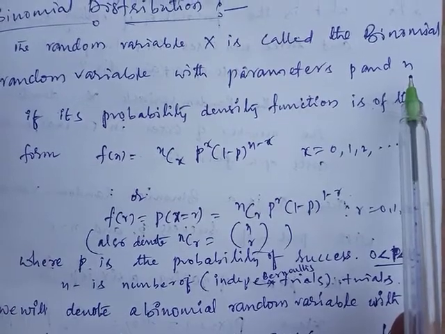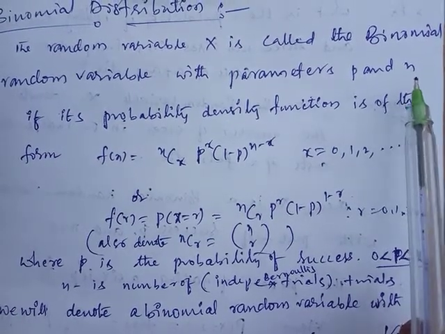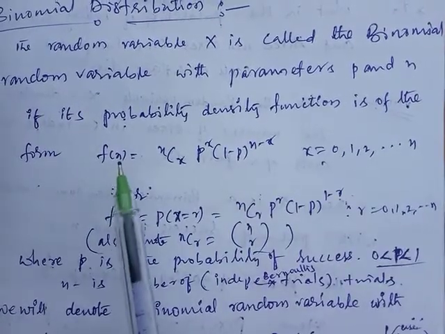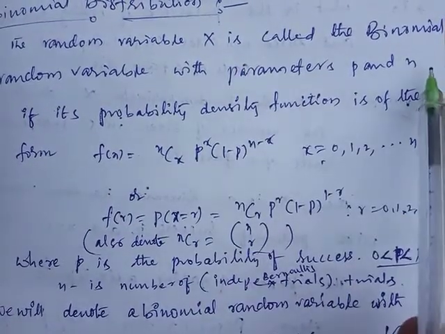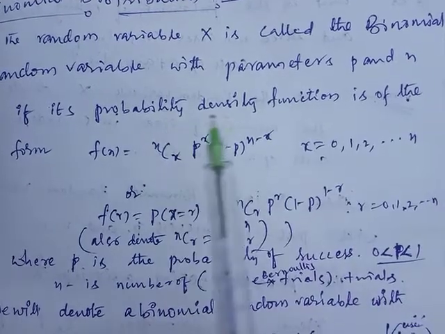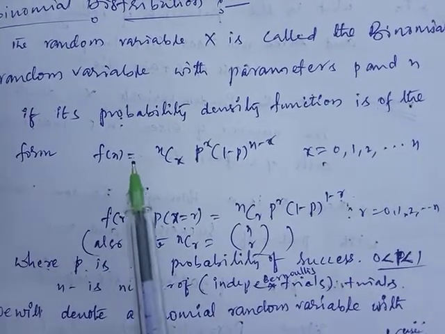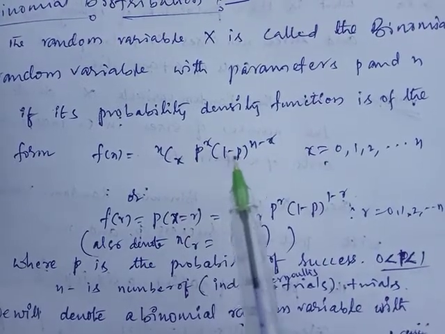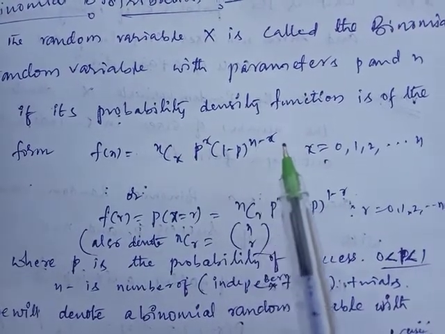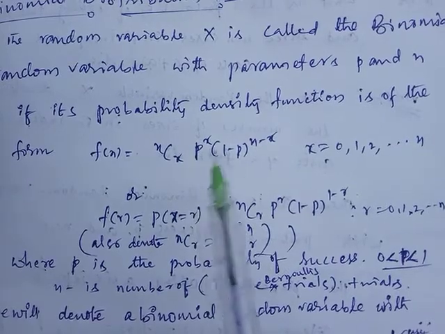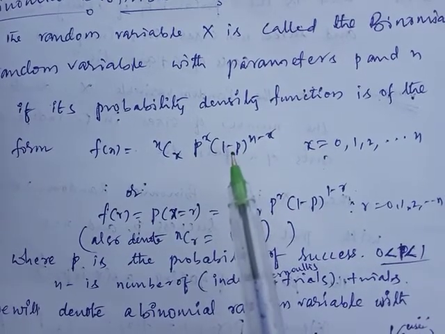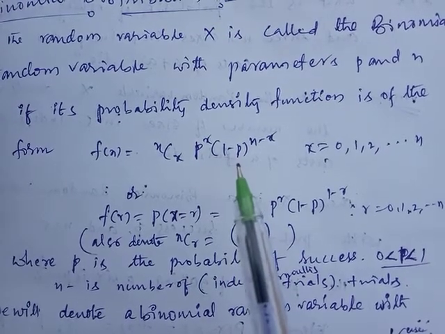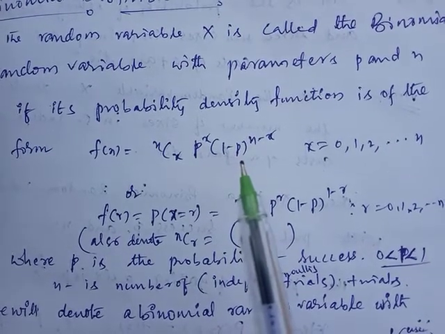n is called the number of independent Bernoulli trials, if its probability density function is of the form f of x equal to nCx p to the power x into (1 minus p) to the power n minus x. So p is the success probability, 1 minus p is the failure probability. Total probability equals 1, so 1 minus the success probability is nothing but 1 minus p, the failure probability.